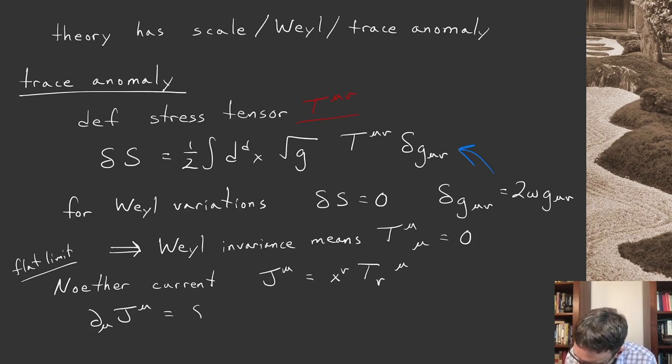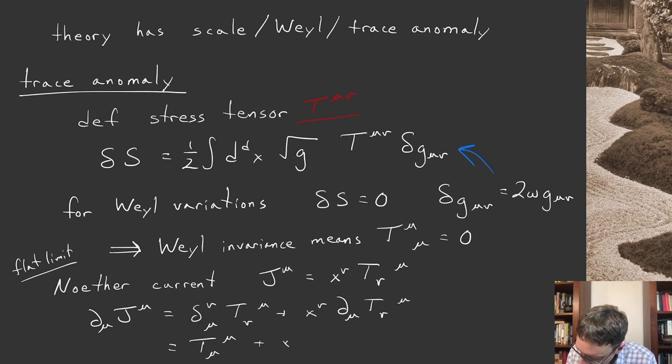I find a Kronecker delta plus X nu T mu nu, derivative d mu. And so what do I find? I find the trace of the stress tensor plus the divergence of the stress tensor. But we know the stress tensor should be conserved for diffeomorphism invariant theories. And so here's the flat space restatement of what the Noether current is for this Weyl invariant theory. So this is just an aside to tie things into what you're a little more familiar with from a quantum field theory course, and the consequences of having classical symmetries.